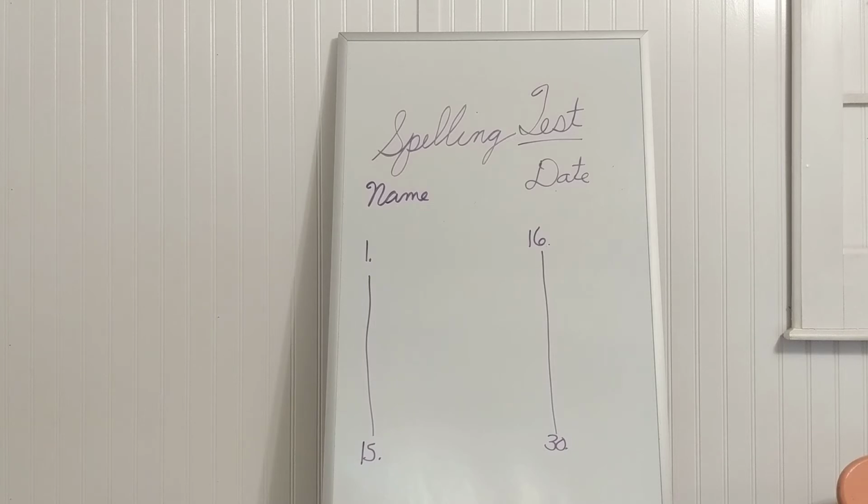Number 4, write the word climate. People who live on California's coast enjoy a mild climate. Climate. Number 5, Asian. The Asian continent contains more people than any of the other 6 continents. Asian.